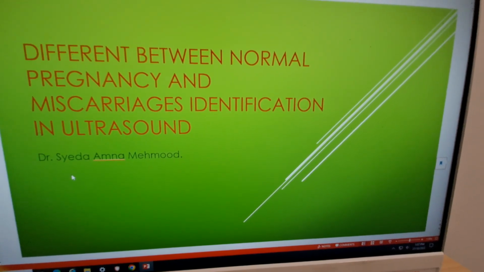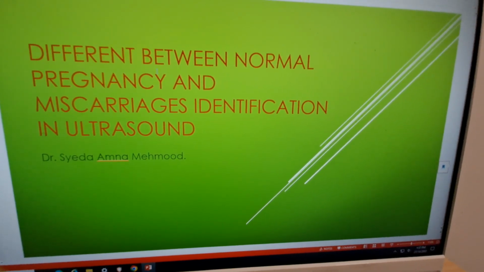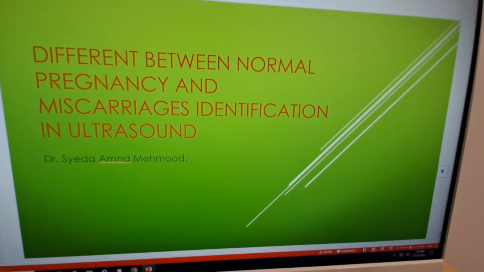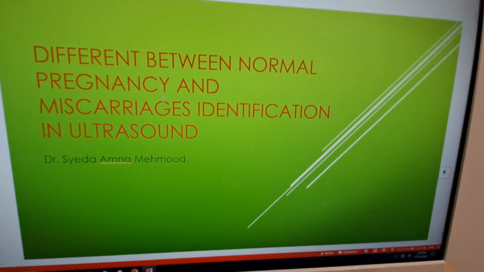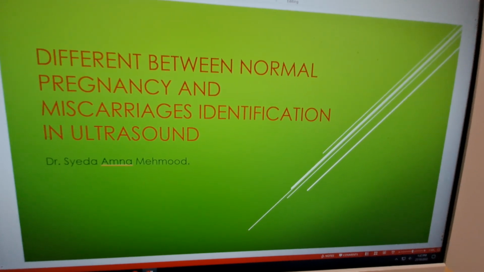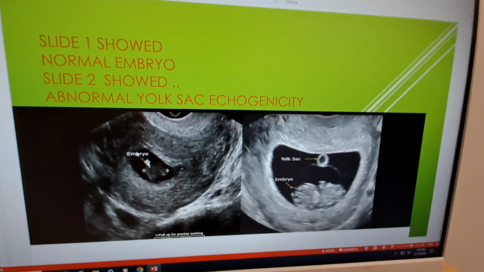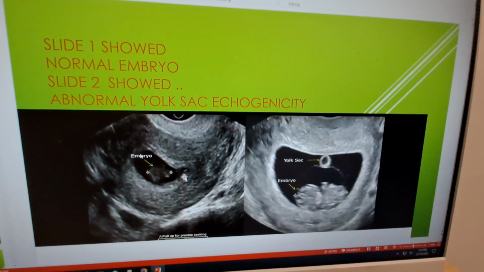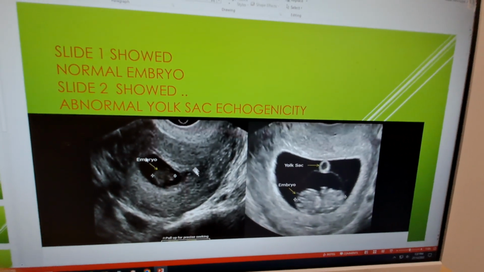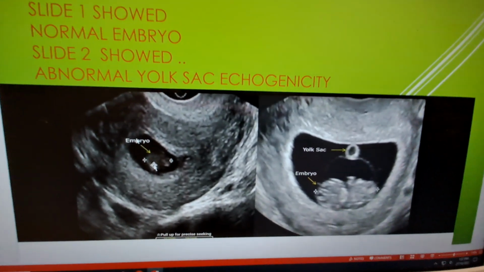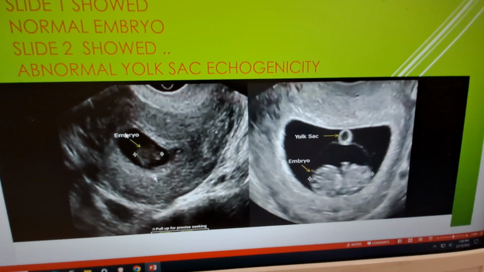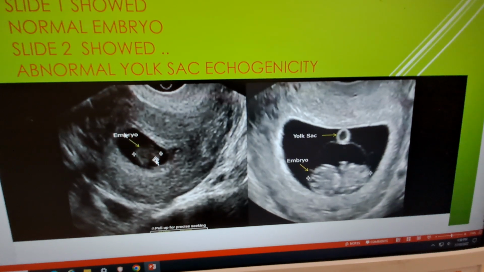So today I have selected the topic of the normal pregnancy versus the abnormal launching of the gestational sacs, which is the outcome of the threatened abortion or the end of miscarriages. Now we start with the first slide, which I have selected for you: the normal gestational sac in the endometrial cavity with normal decidual reaction, and this is the normal fetus.